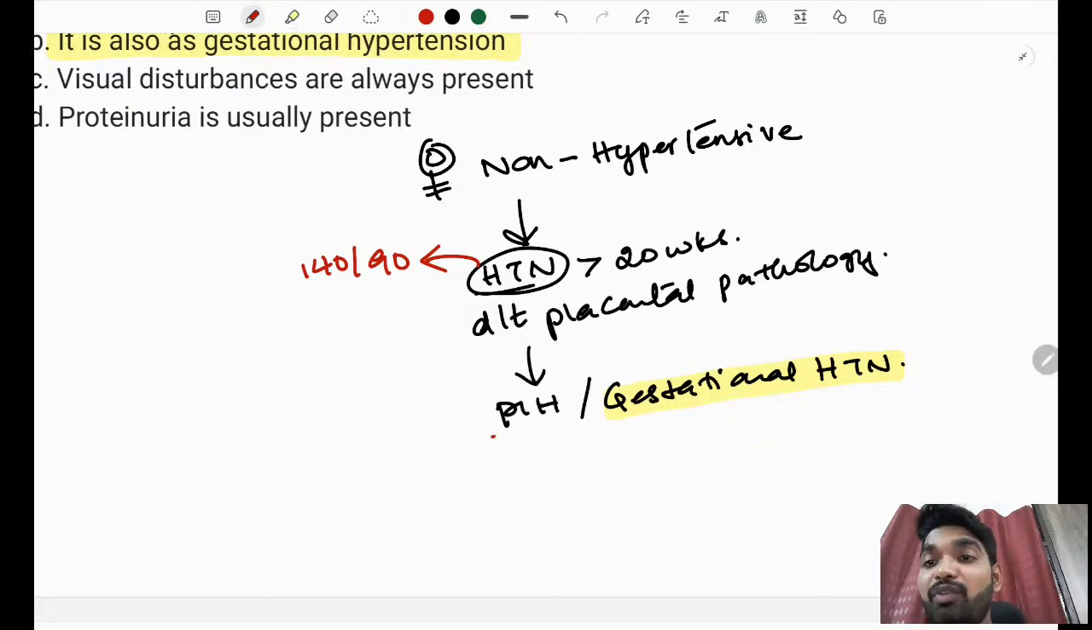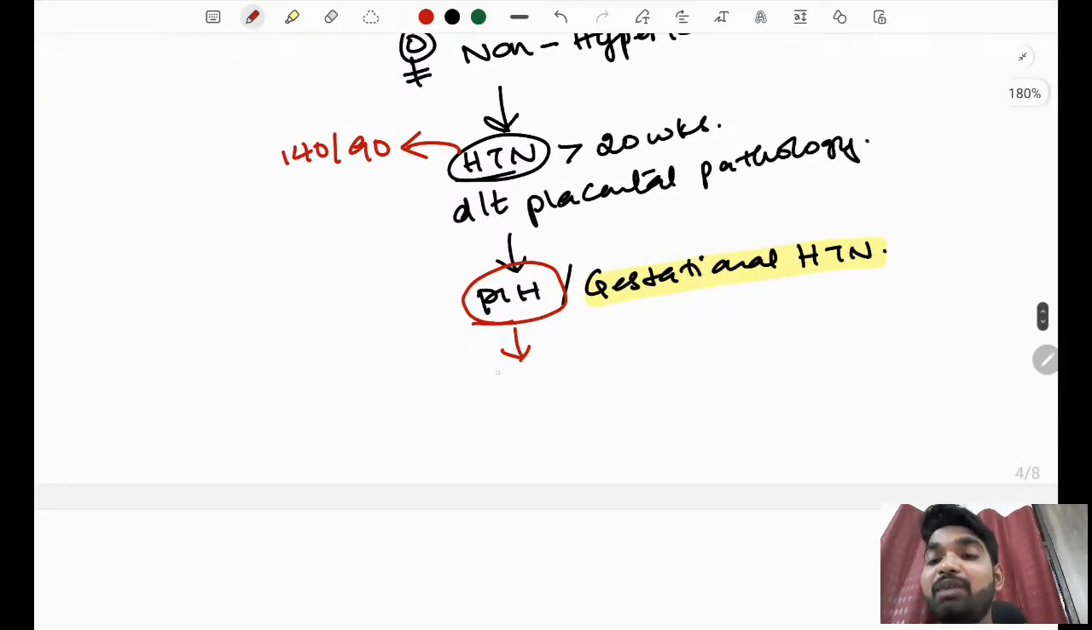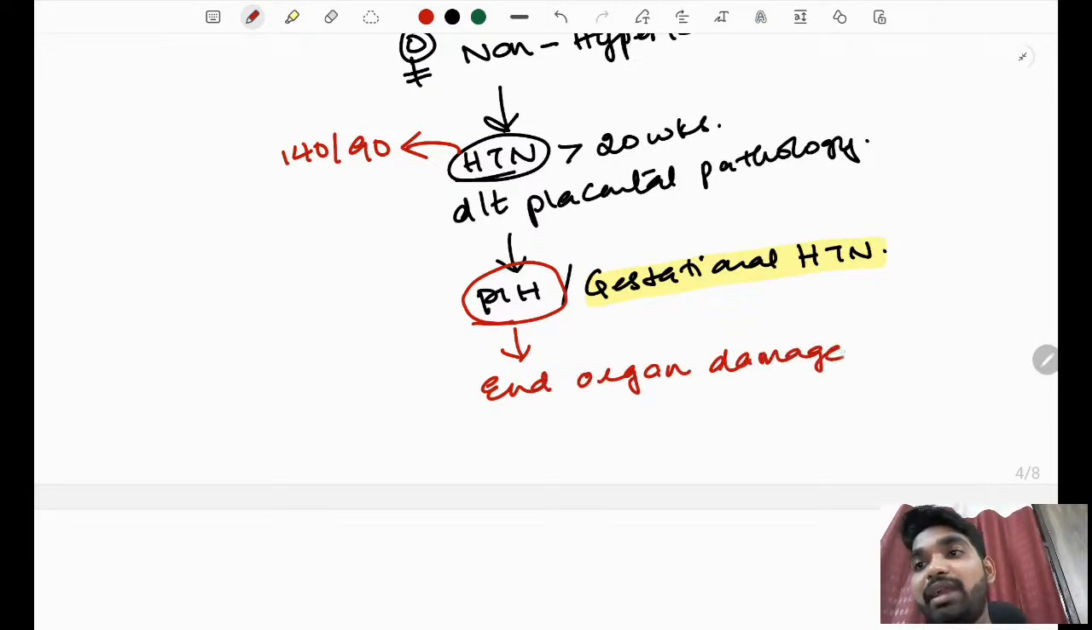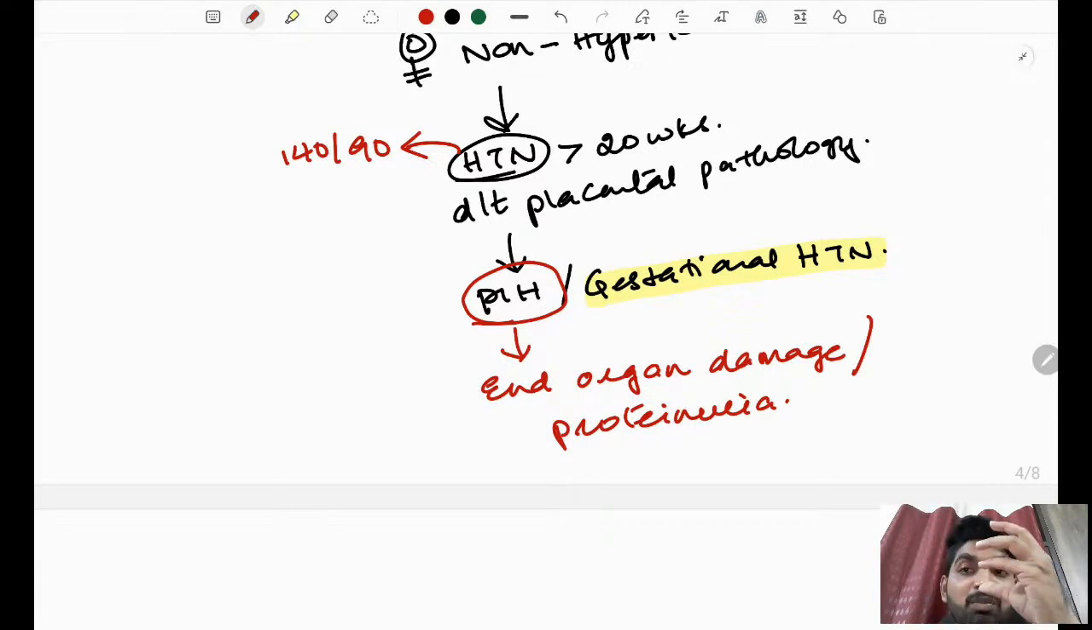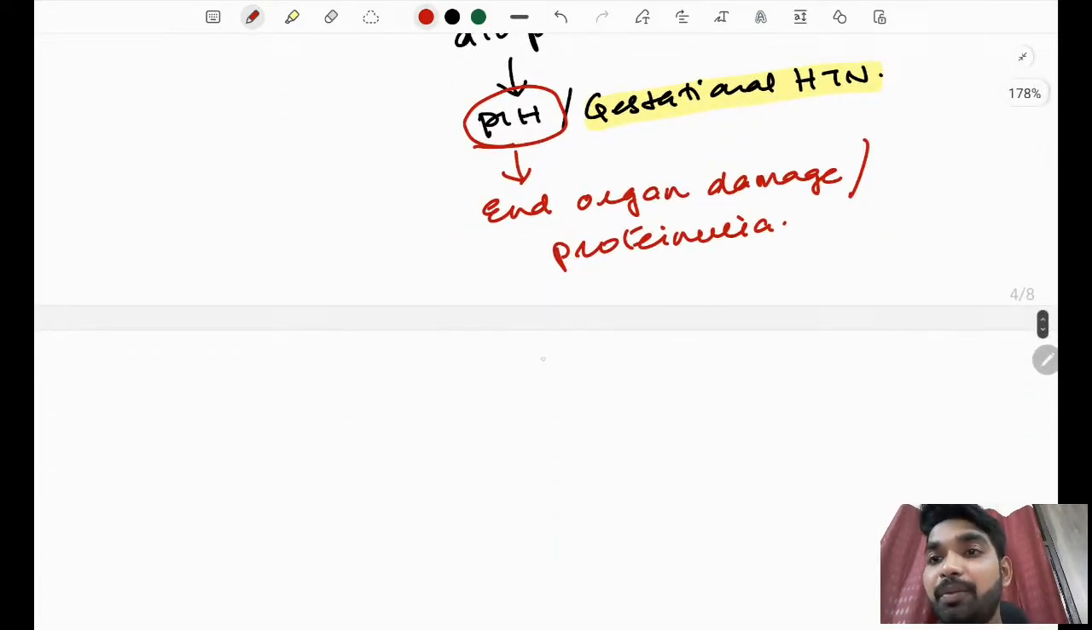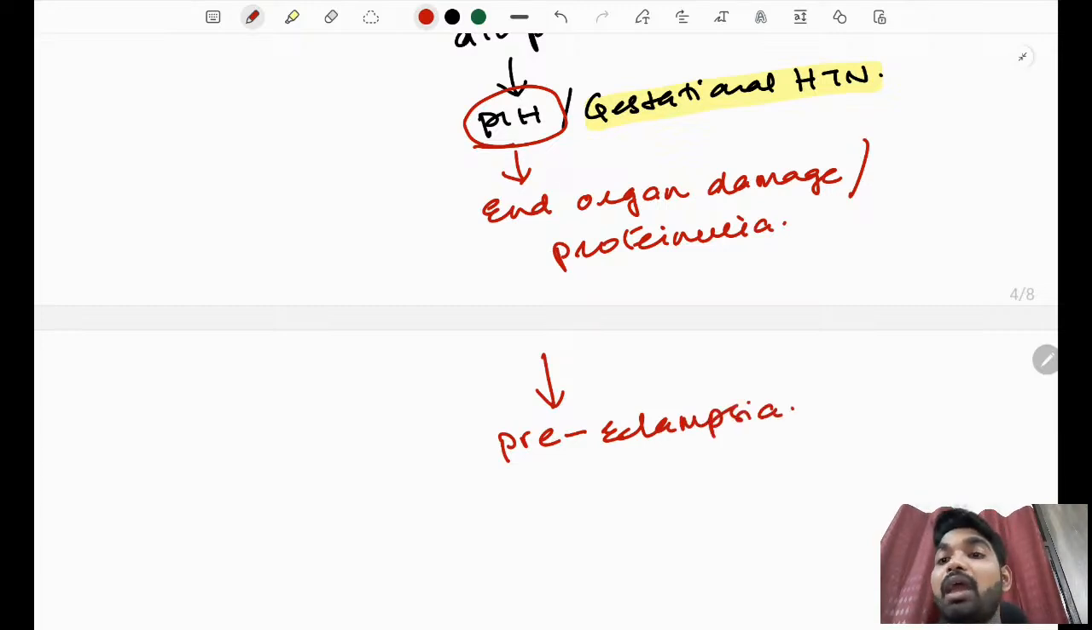And in this, if the same PIH case, if the same woman develops any signs of end organ damage or proteinuria, I'll tell you what are the signs of end organ damage just now. Just listen to this. If this PIH woman develops any end organ damage or proteinuria, then you will no more call it as gestational hypertension, you will now start calling her as pre-eclampsia patient.